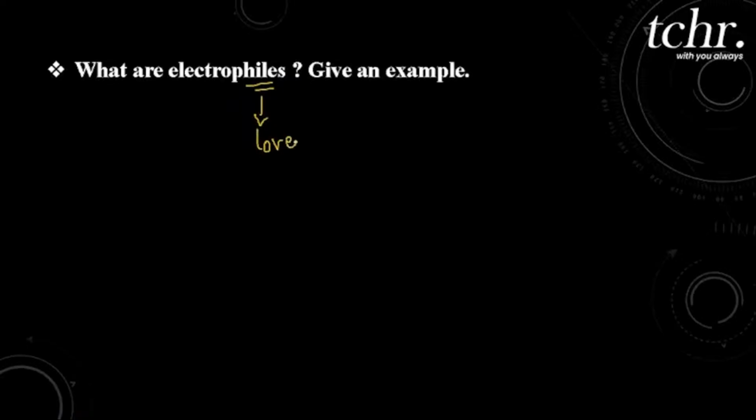In a simple way I'm telling. See, electro means electron, love towards electron, we call it as electrophiles. Philic, hydrophilic means love towards water, phobic means hatred towards water, correct? Like that, electrophiles means electron loving species, we call it as electrophiles. Students, this I just told you to understand the concept.